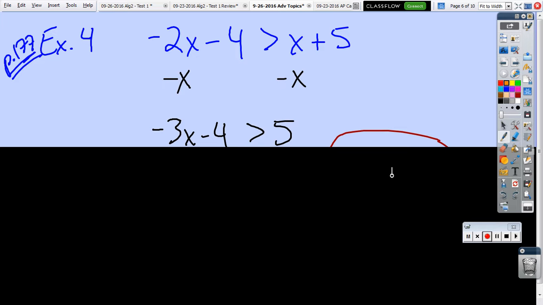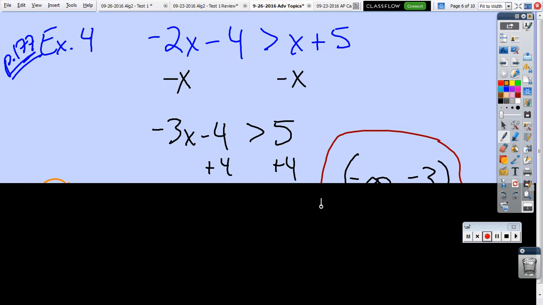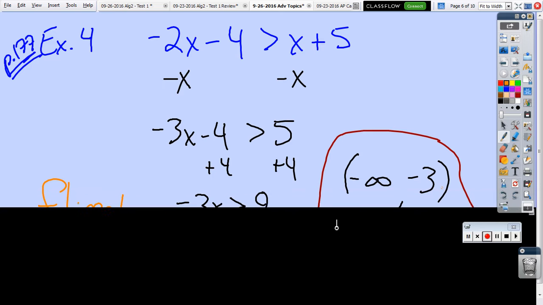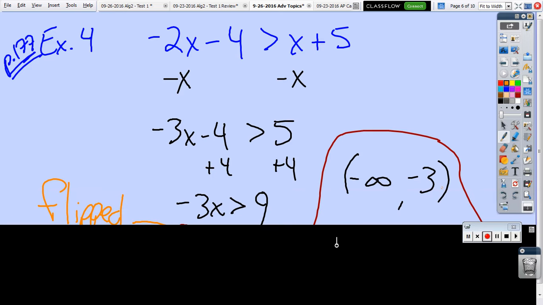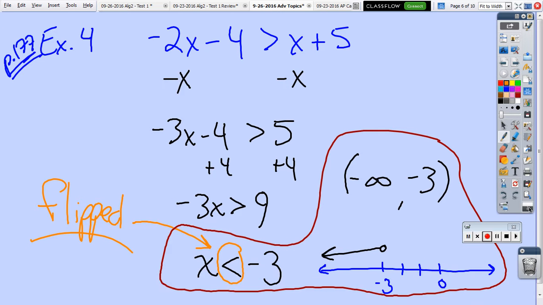So let's keep going. I added 4 to each side, so now I've isolated it: negative 3x is greater than 9. And now the last step is to divide both sides by negative 3, so I just solve for x. And x would be less than negative 3. Notice that the sign has been flipped because in the last step, I divided each side by a negative, so I had to flip the sign.